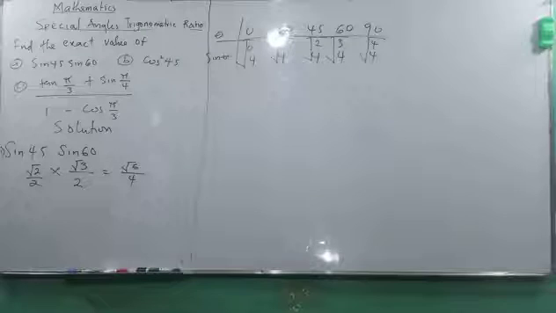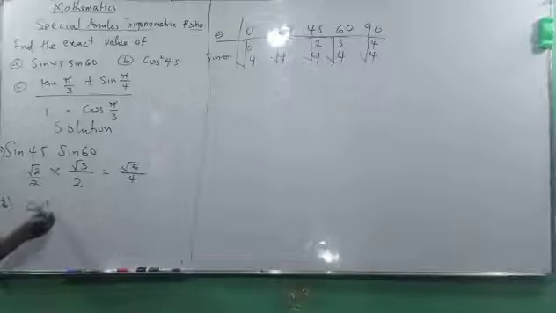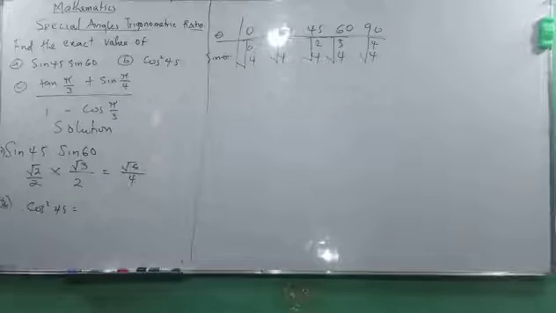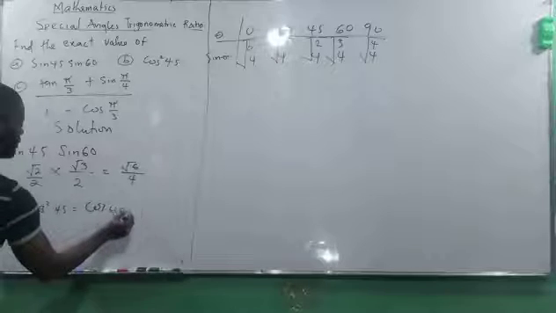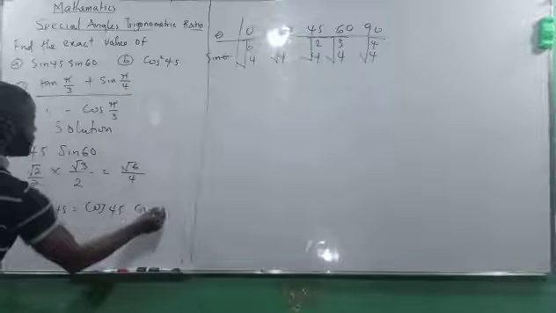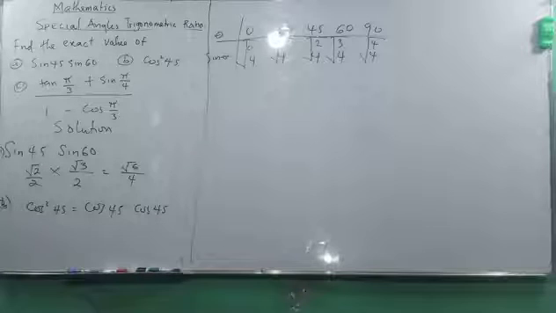Number 2, we are asked to do, which is B, sorry, cos square 45. Now, if I write my cos square, I have cos 45 times cos 45. What is my cos 45? Cos 45 is the same as sine.